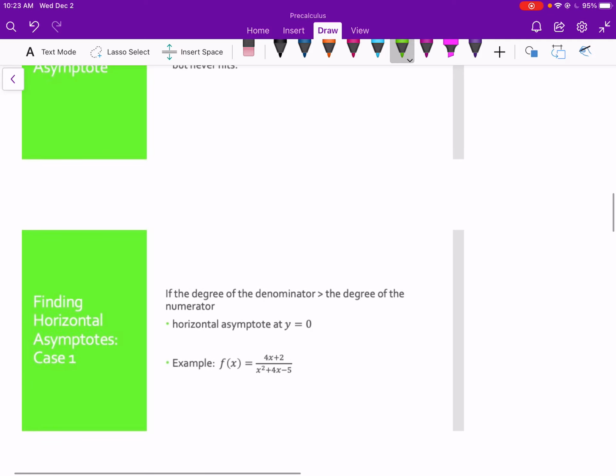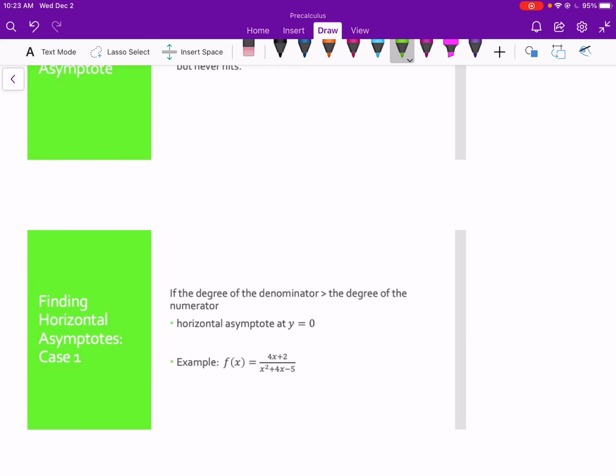The first one is if the degree of the denominator is greater than the degree of the numerator. So if we look, the degree of the numerator here is 1, and the degree on the bottom is 2. If that is the case, then you're automatically going to have a horizontal asymptote at y equals 0. Okay, nothing fancy. If the bottom is greater than the top, y equals 0.